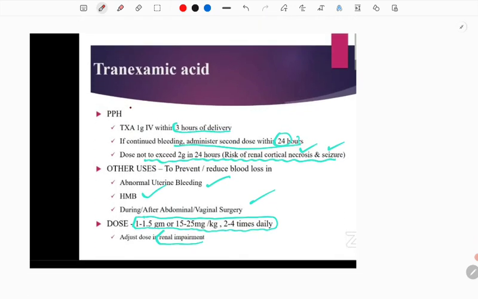Tranexamic acid can be used in PPH, 1 gram IV within 3 hours of delivery. If bleeding continues, administer a second dose within 24 hours. Dose should not exceed 2 gram per 24 hours. Risk of renal cortical necrosis and seizure disorder.